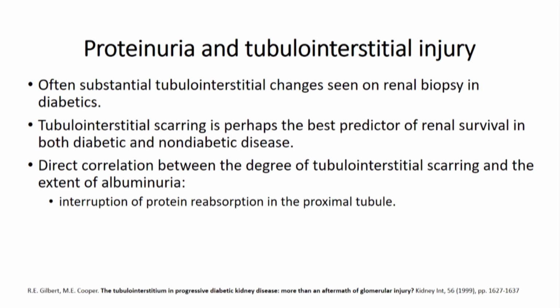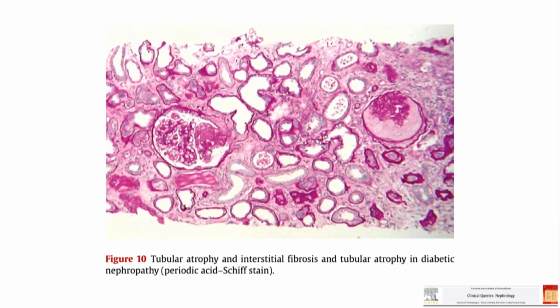Next slide, please. The picture, just to summarize what I said before, shows tubular atrophy and interstitial fibrosis, which is seen very often. Next slide, please.